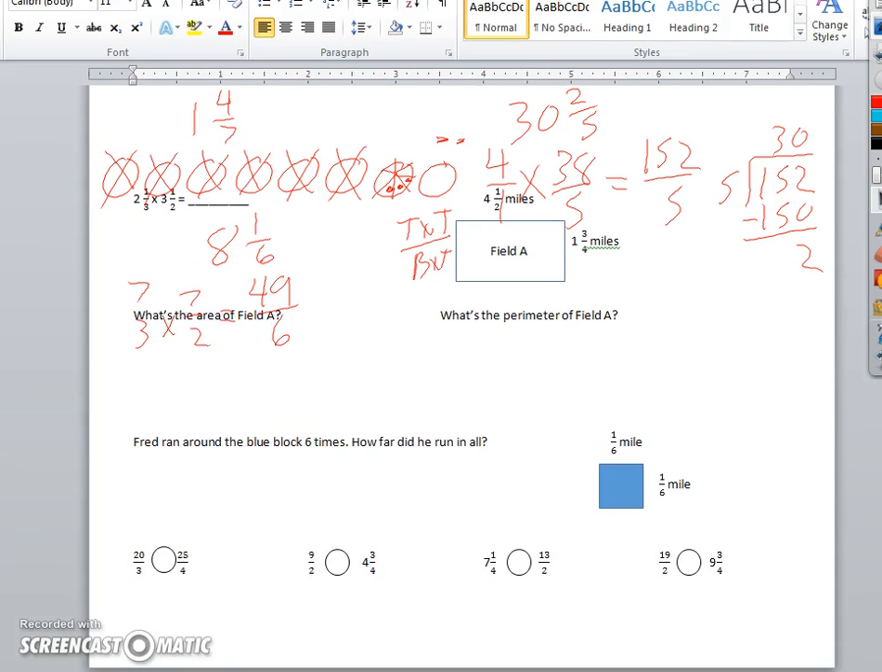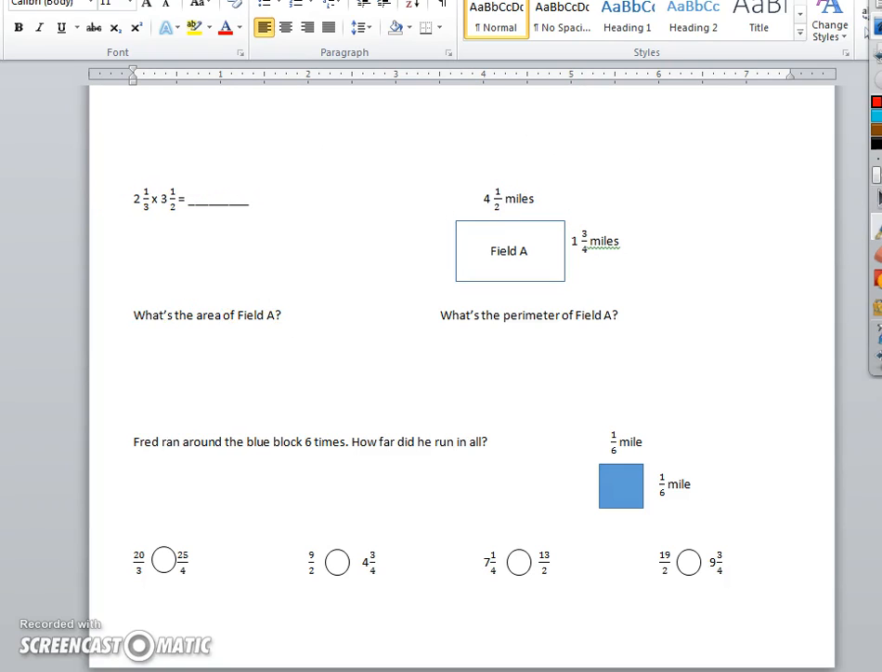So we can scroll up a little bit again. And here we go. I have a field here. I want the area of it and the perimeter of it. So area equals length times width. So I'm going to have 4.5 times 1 3/4. So I'm going to change them both to improper. 2 times 4 is 8, plus 1 is 9. 9 halves times 4 times 1 is 4, plus 3 is 7/4. Top times top, because I don't need the denominators the same when I multiply. 63 over 8. When you divide that one out, it's going to be 7 and 7/8 square miles.